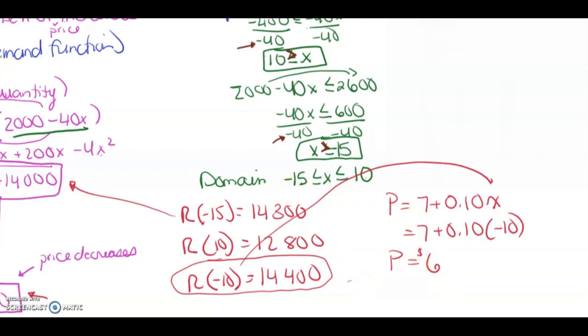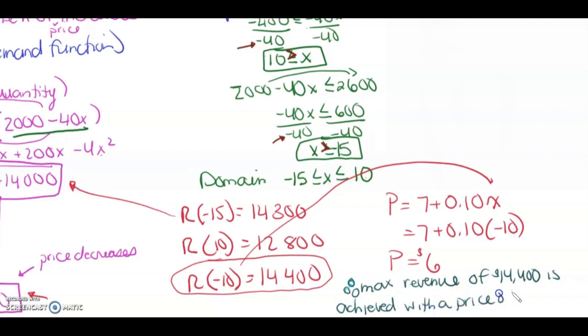So we can conclude, therefore, the max revenue of $14,400 is achieved with a price of $6, the fare.